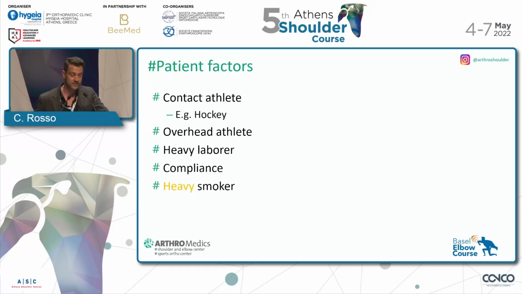Heavy laborers, we know that heavy laborers with shoulder problems, whatever shoulder problem they have, it's difficult to get them back to their job. Compliance is also very important. Does the patient comply with your protocol or not? And heavy smoker, why did I put this in yellow? Because you can see a heavy smoker from being yellow. The beard is yellow, the fingers are yellow, then it's a heavy smoker. You don't even need to talk about pack years.